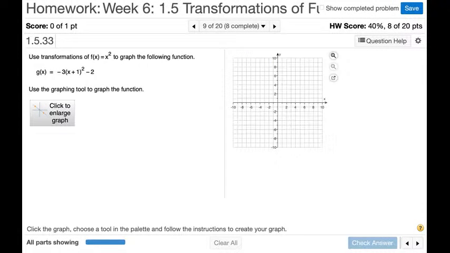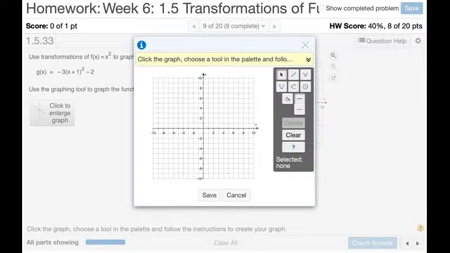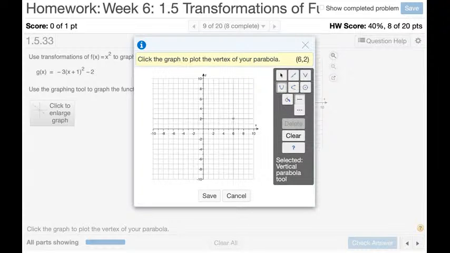Okay, so this is a parabola. We have what? 1, 2, 3, 4 transformations altogether on a parabola. Okay, so it looks like we need to start with the vertex, right? So the coordinates of the vertex are going to be -1, -2. So we're going to go left 1 and down 2. It's going to be the vertex, and then we just need one other point really.